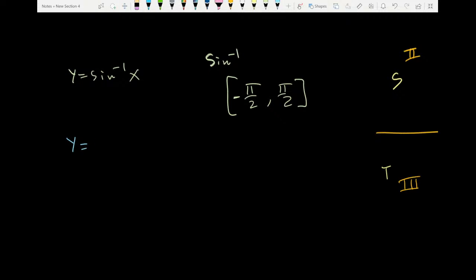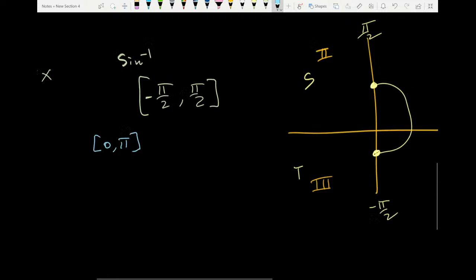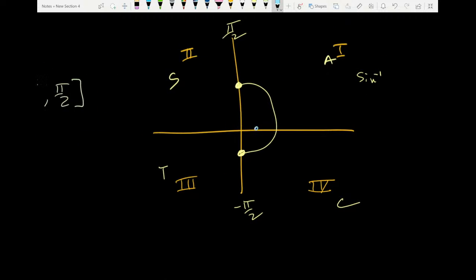For cosine inverse, it lives from 0 to pi. From 0 to pi. And what do we know about it? Cosine is positive over here, negative over here. That's very important.